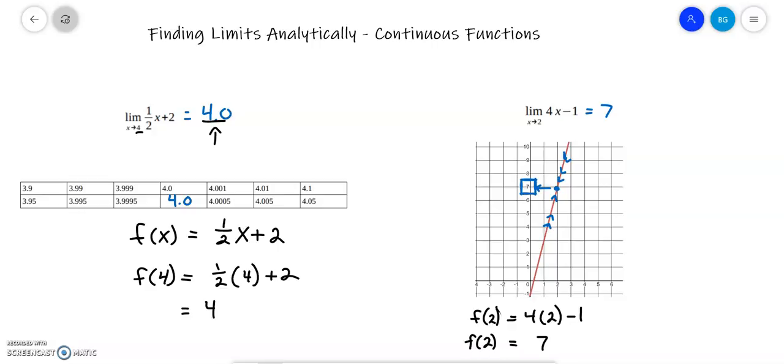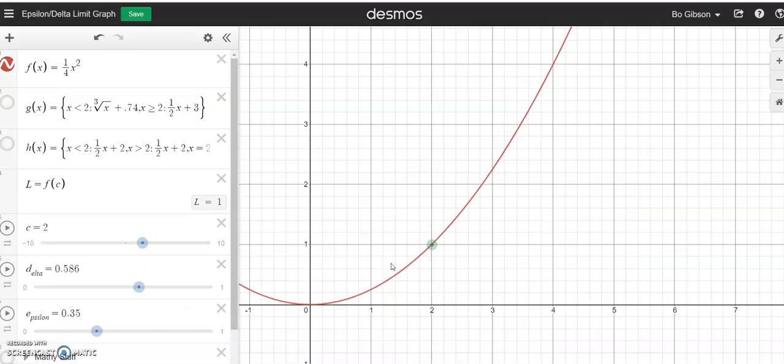And so we may already be picking up on a pattern here. If I just evaluate the function at my limiting point, it gives me the limit. At least it seems like that should work. So let's go over to Desmos and let's see when that works and when that doesn't work.